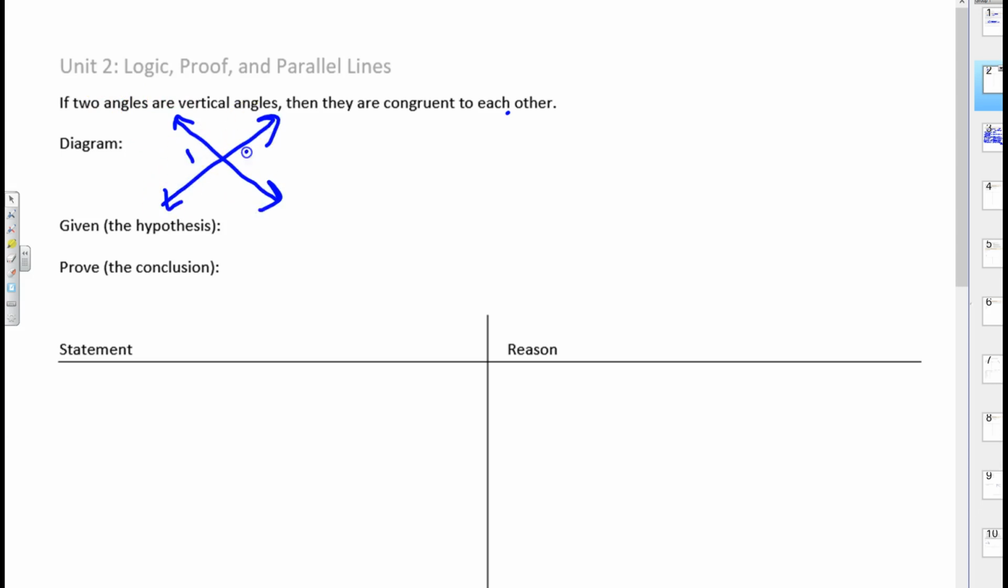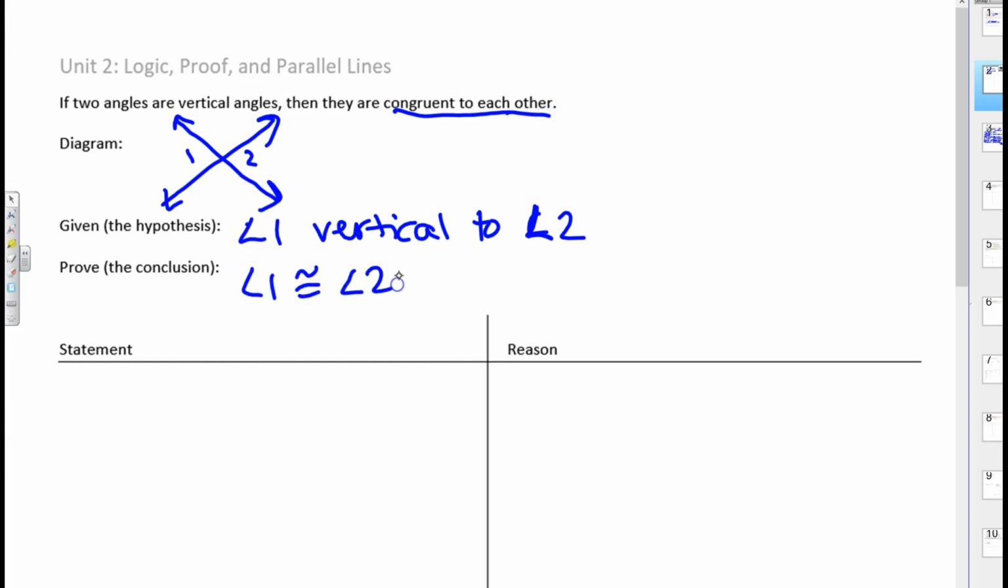I'm going to call them angle 1 and angle 2. So my given is angle 1 is vertical to angle 2. That's an angle sign, guys. And I'm trying to prove that they are congruent to each other. So I'm trying to prove that angle 1 is congruent to angle 2. For this proof, it's going to be helpful to have a helper angle, which I'm going to call angle 3, in between the two.